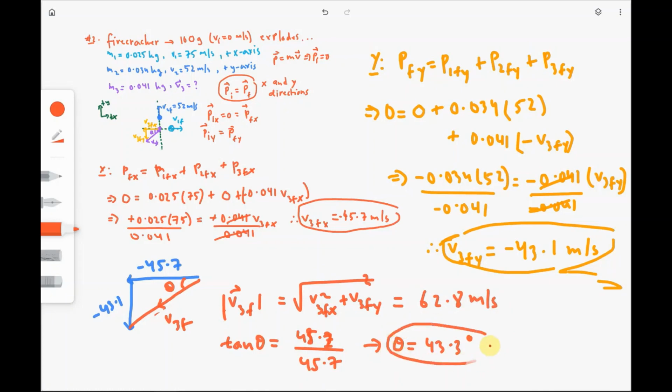Alright, so this is what we set out to look for, and we have successfully found the final velocity of the third part of the explosion by using conservation of momentum.